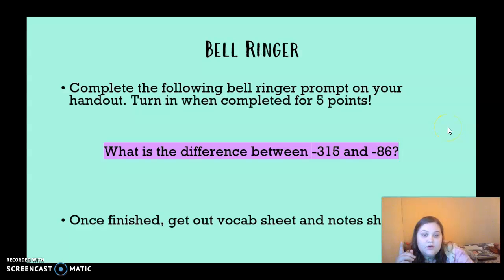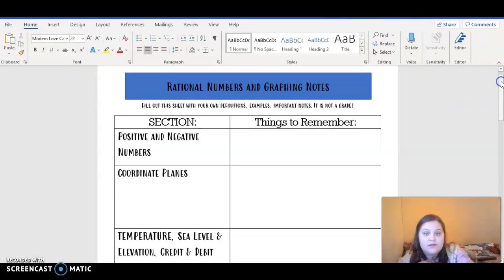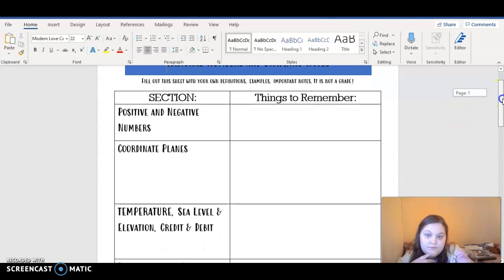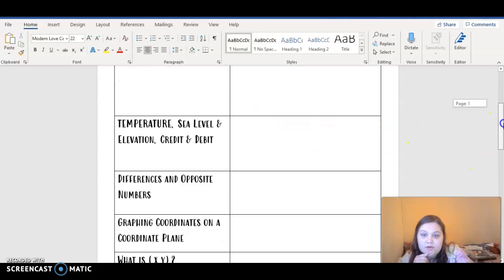Now that you all have completed the bell ringer, we're going to move on to notes. So get out your note sheets. Alright, this is what your note sheets should look like. It says rational numbers and graphing notes. I handed these out at the beginning of the lesson. So you have just a section to write down things you know from each section of the notes.